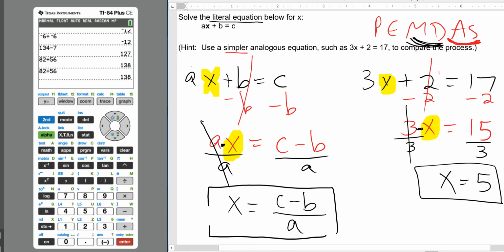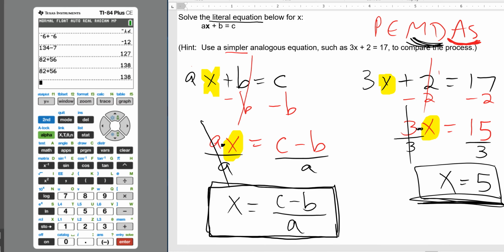So when we work a literal equation, we're not going to get a numerical answer, like an answer that's a value, like we normally do. We're going to get an answer that's just an expression for x.